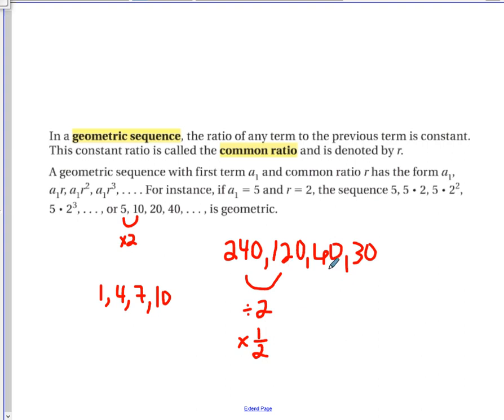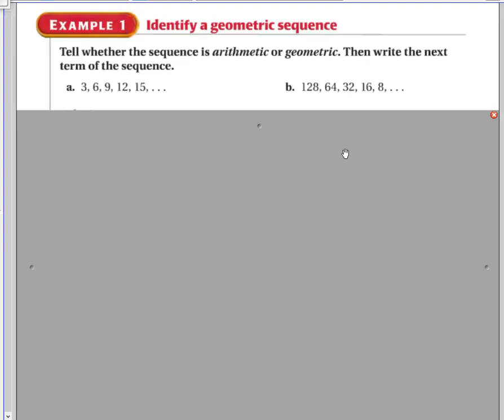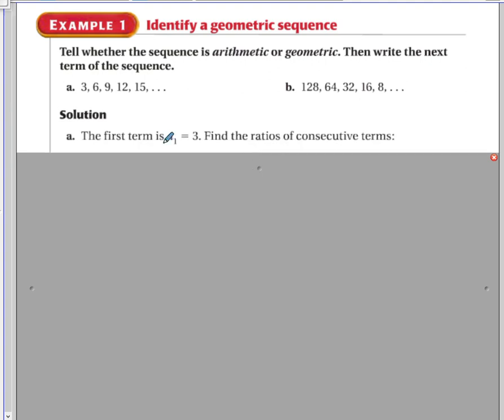All right, so that's what a geometric sequence is. Let's look at an example. It asks you to tell whether the sequence is arithmetic or geometric, then write the next term of the sequence. We'll look at sequence A first: 3, 6, 9, 12, 15. The first term in this sequence is 3. We want to know the ratio of the consecutive terms, basically whether they're being added or multiplied.